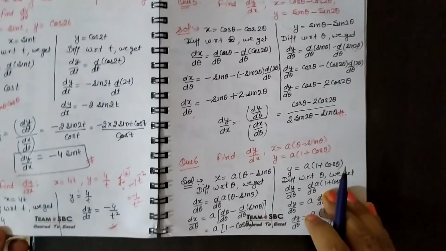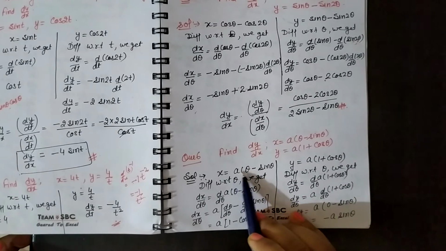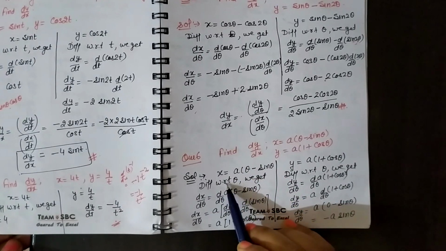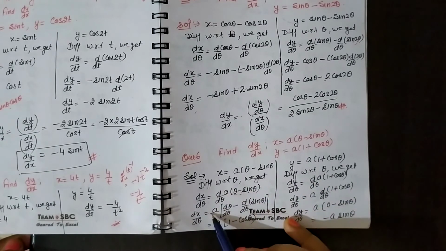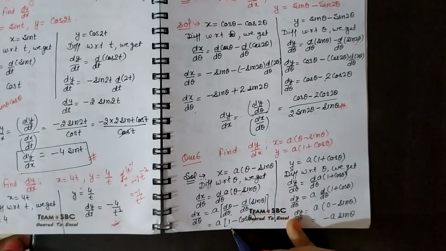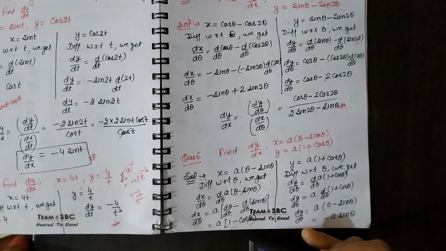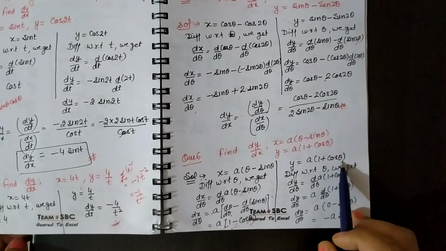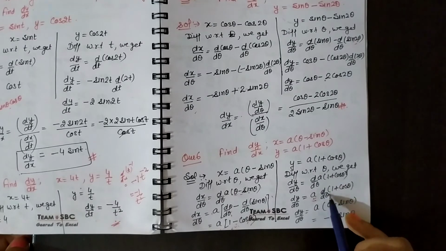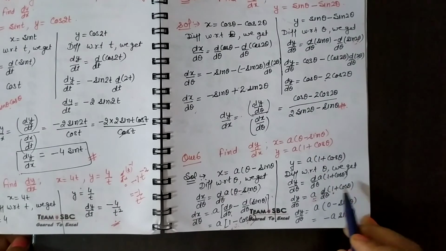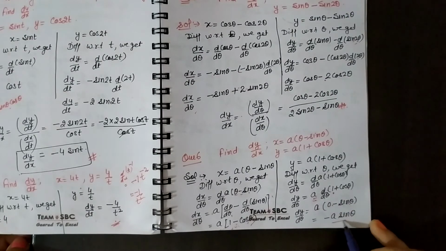So sixth question is find dy by dx. X is equal to this, y is equal to this. So x is equal to a into theta minus sin theta. Differentiate with respect to theta, we get dx by d theta, derivative of this term. Now a is the constant taken outside, derivative of theta, that is 1, minus derivative of sin theta, that is cos theta. So it becomes a into 1 minus cos theta. Now y is equal to a into 1 plus cos theta. A is constant taken outside, derivative of 1 is 0. That is constant term 0, and derivative of cos theta is minus sin theta. So it becomes minus a sin theta.